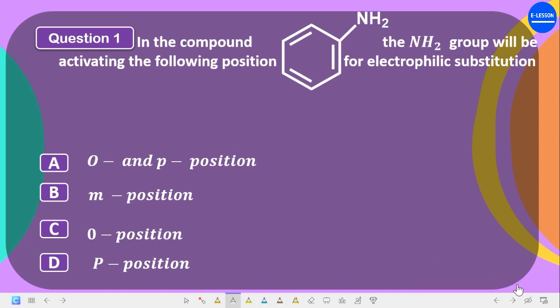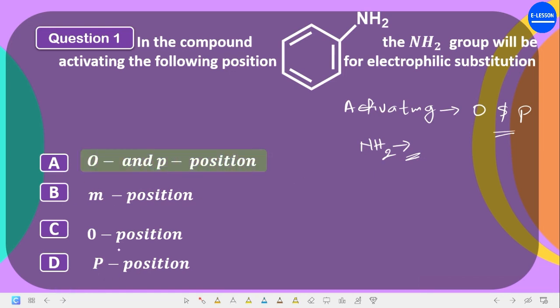This question says, in the compound given to you, the NH2 will be activating the following position for electrophilic substitution. We said activating groups usually direct to the ortho and para positions. NH2 is activating, so it will direct to the ortho and para positions, and that makes option A the correct answer.